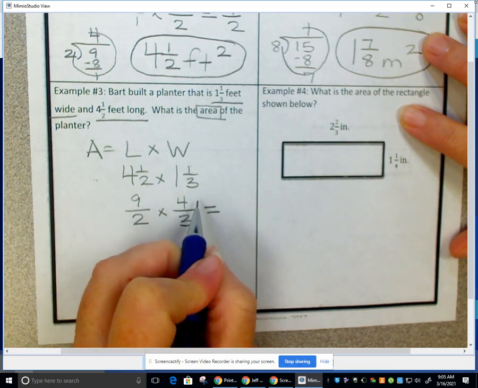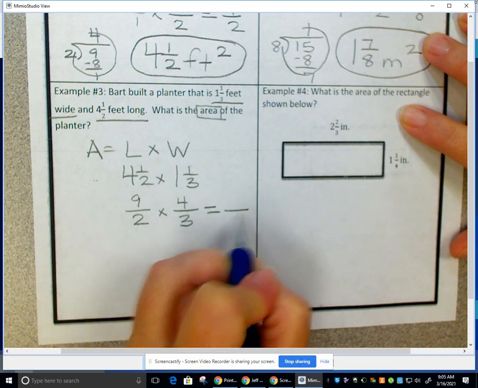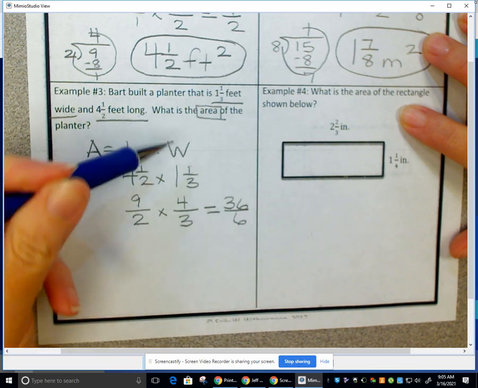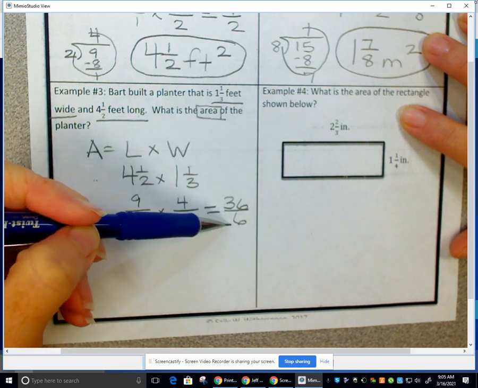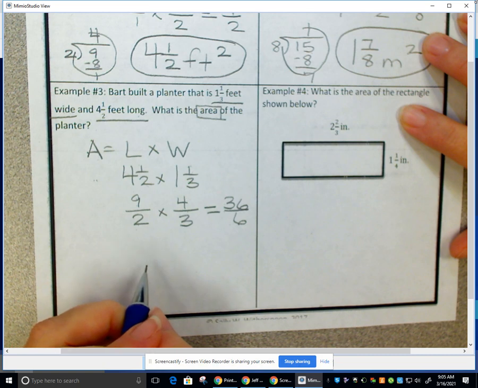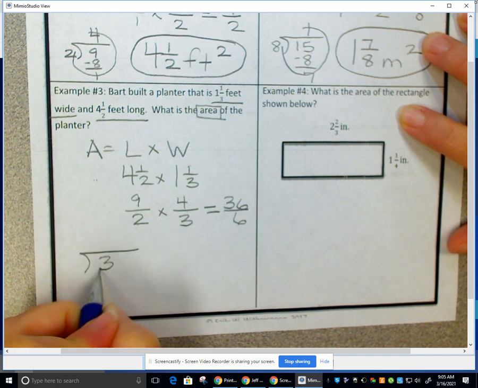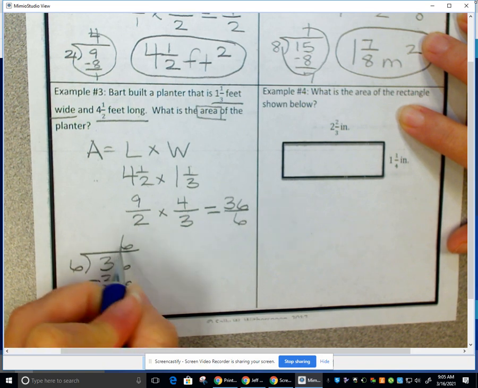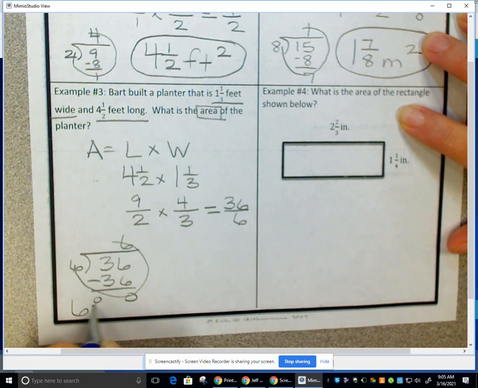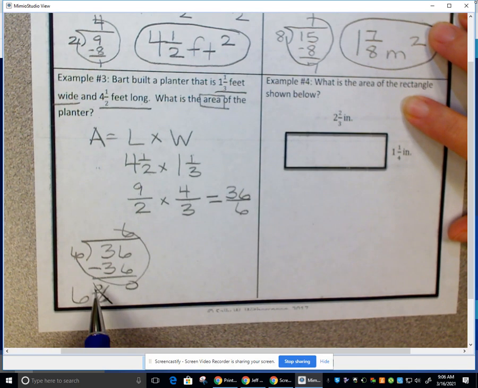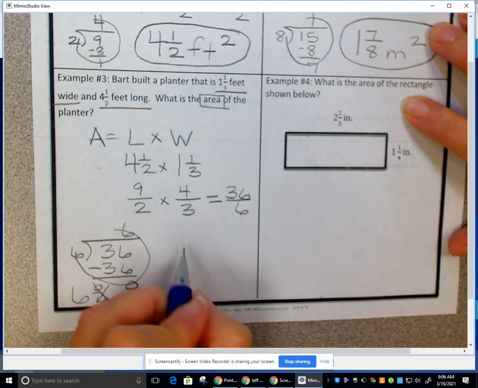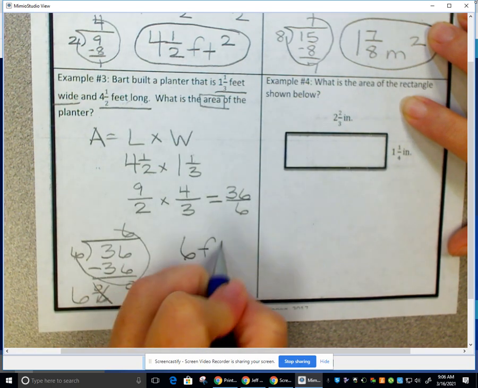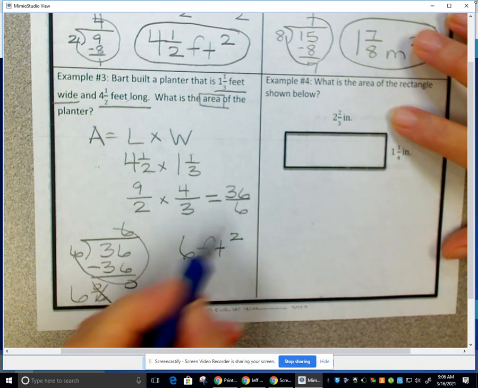We'll come across top times top, bottom times bottom. 2 times 3 is 6. 9 times 4 is 36. And if you think about it, 36 divided by 6, well, that equals just 6. If you were to divide this, you get 6 and 0, 6. And you don't need that 0, 6 because that just equals 0. You want to just keep the 6. So my answer is 6. The unit they used is feet. And I put the little 2 there, 6 square feet.